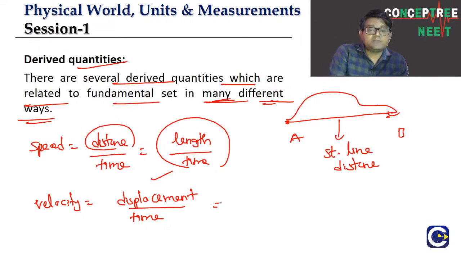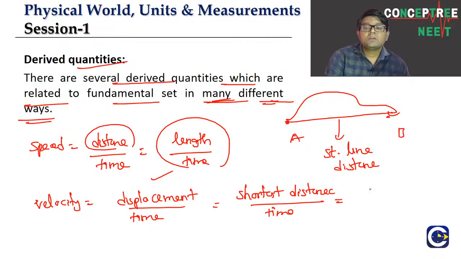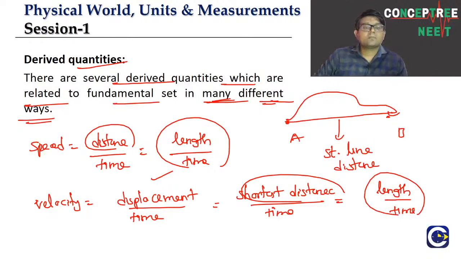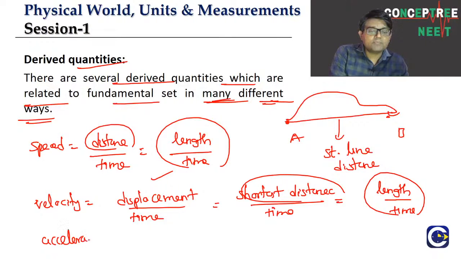So displacement is nothing but the shortest distance, and velocity is the shortest distance divided by the time taken. Distance is length, so length by time. Again we see that velocity is also related to length and time. Now, if you talk about acceleration, what is acceleration?